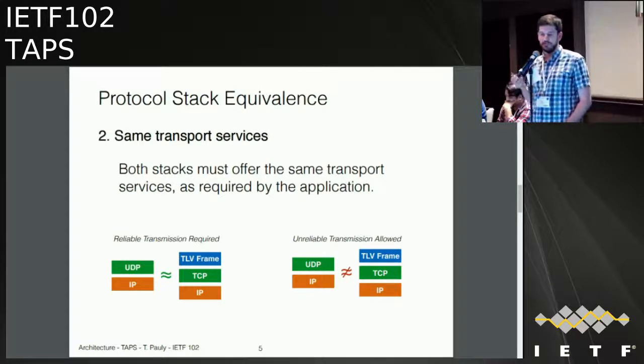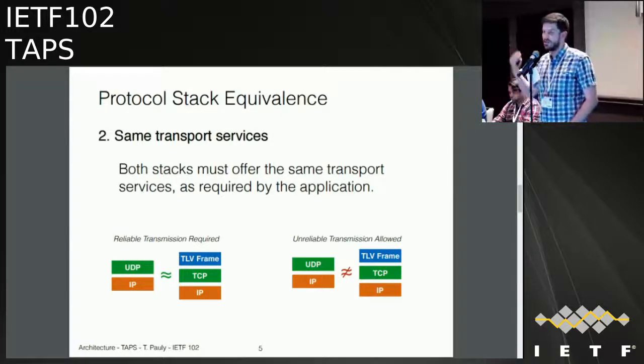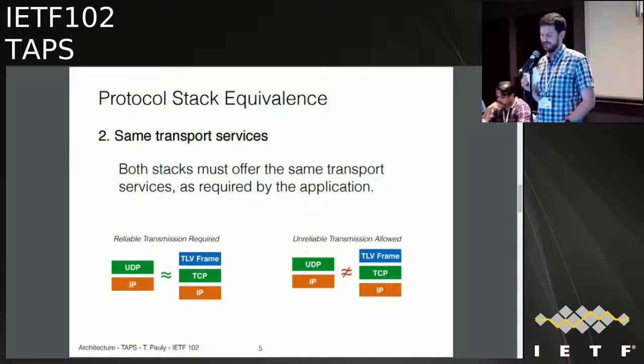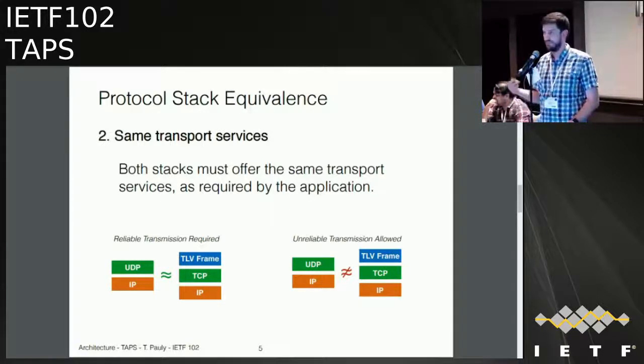The two stacks also must have the same transport services that they offer, but these are in context of what is required by the application. So if the application requires reliable transmission, then, let's see, I think I have it backwards. Yes, sorry, those labels are wrong. Swap the labels, I'll update the slides for you. So if the application allows unreliable transmission, then a UDP interface is indeed equivalent to a TLV interface over TCP. One does offer reliability where it is not needed, but that isn't a problem if it's not required. However, if you did require reliable transmission on both sides, again, flip these, then they would not be equivalent. So protocol stack equivalence is dependent to some degree on the application required properties.